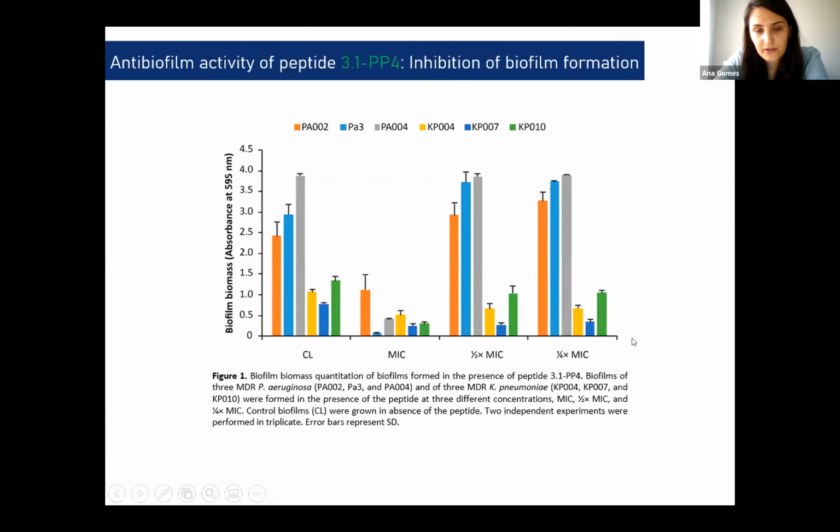at different concentrations. And as you can see, for Pseudomonas isolates, there is no significant difference, indicating that the peptide is not able to inhibit the biofilm formation of Pseudomonas aeruginosa isolates, while against Klebsiella pneumoniae, there is a difference and there is an effect of the peptide on their biofilms.